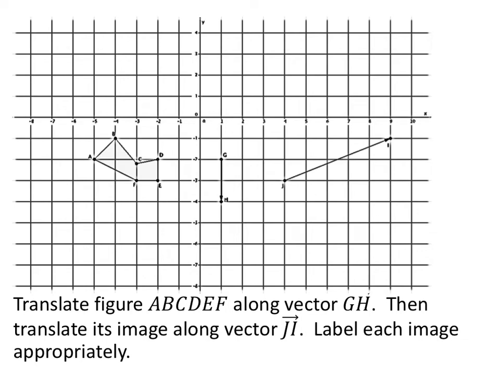Take a moment with your partner and translate this figure along the vector, first the vector GH, and then translate it along the vector JI. 1 minute, go.